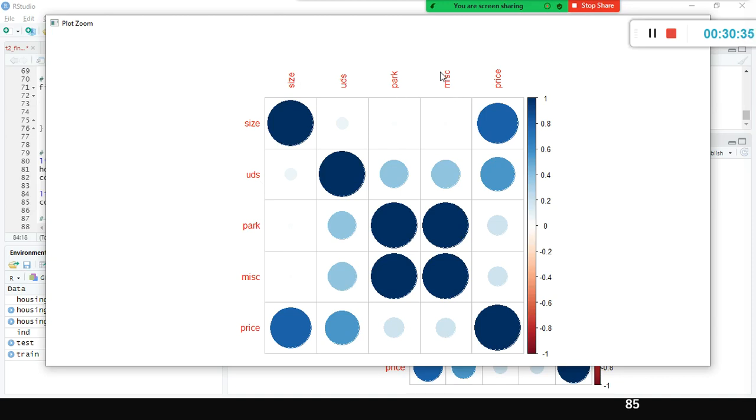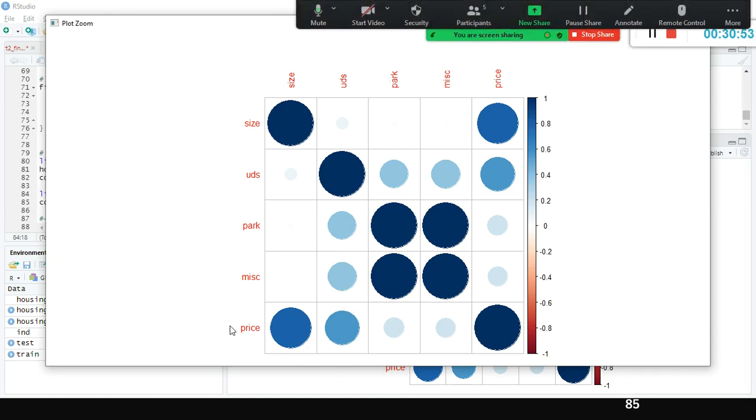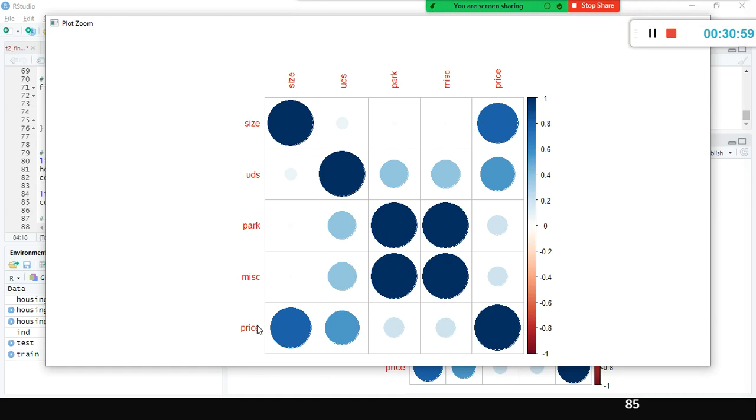But can I keep MISC or Park? Now you need to check whether the Park variable is highly correlated to the price or MISC is. MISC is highly correlated with the price, and MISC and Park are also highly correlated with each other. In that case, you remove Park, because Park is not highly correlated with the price, only moderately correlated, whereas MISC is highly correlated with it.